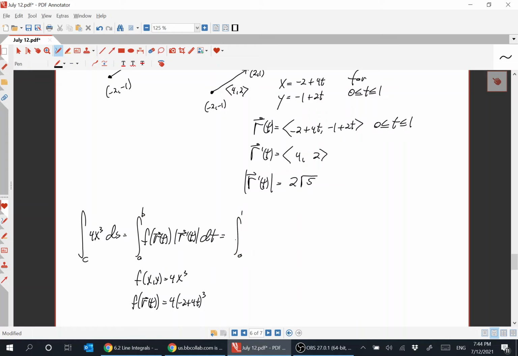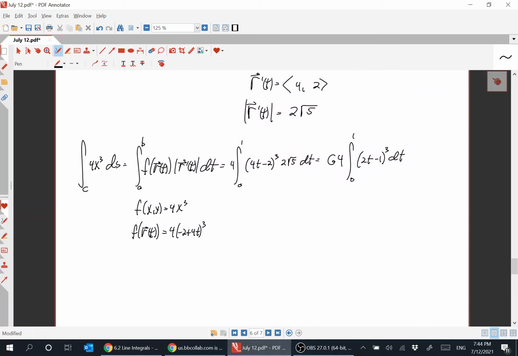So f of r of t is 4 times (4t - 2) to the third. The length of r prime of t is 2 square root 5 dt. Factor out a 2, and you cube it, you get 8. So it's 8 times 8, so that's 64, times the integral from 0 to 1 of (2t - 1) to the third dt.